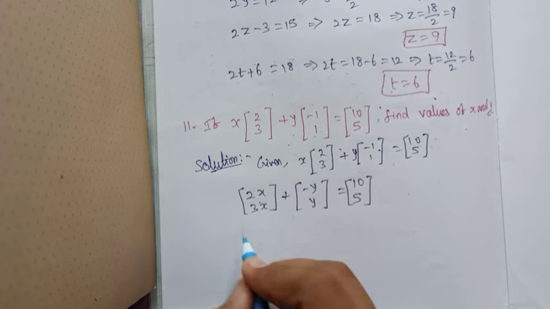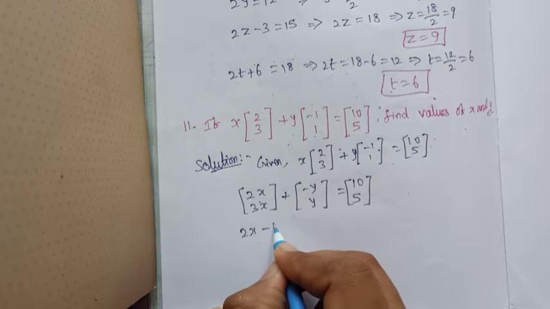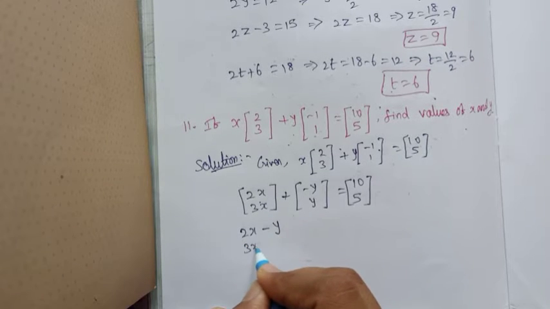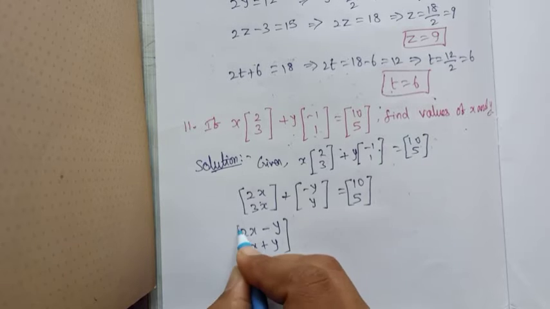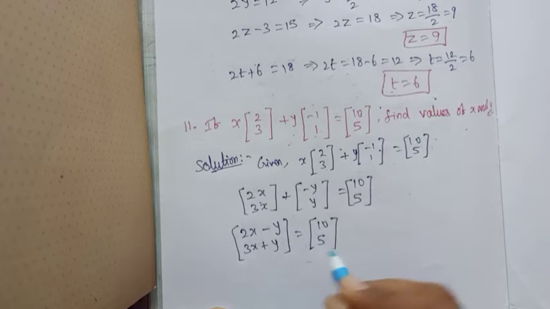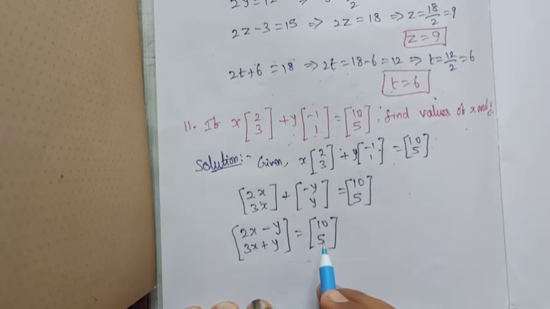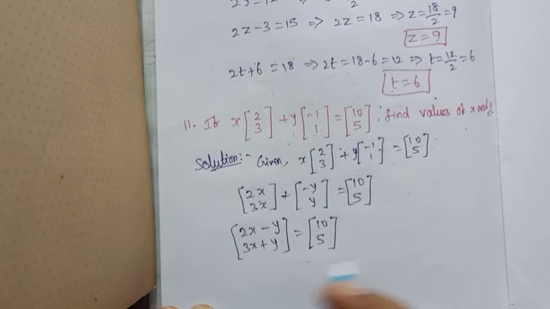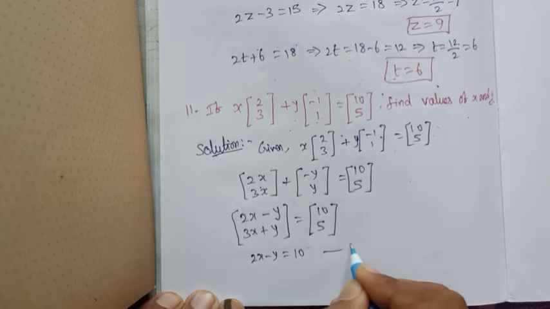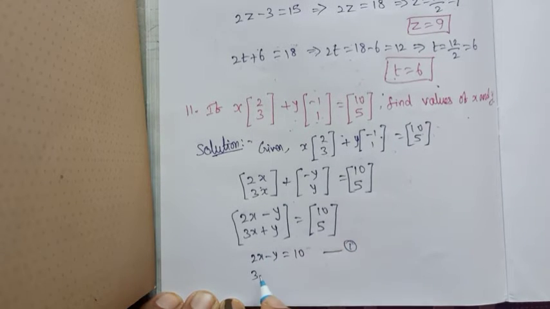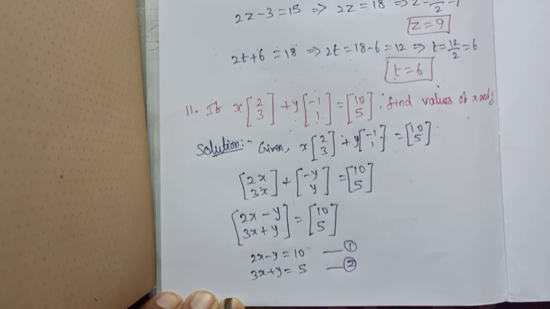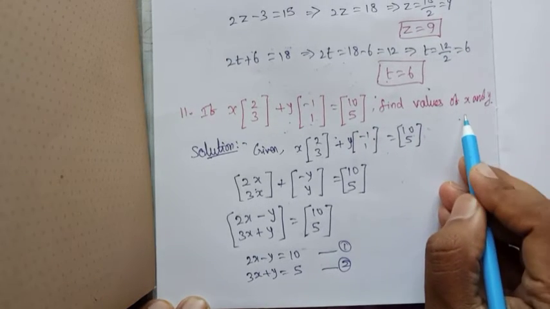You directly add 2x plus into minus minus y, and equating. Okay, now first you complete this process, 3x and plus y, which is equal to 10, 5. Now we equate the corresponding elements of these matrices, we get 2x minus y which is equal to 10. Consider this equation 1, and the next equation 3x plus y which is equal to 5. Consider this second equation where we find the values of x and y.